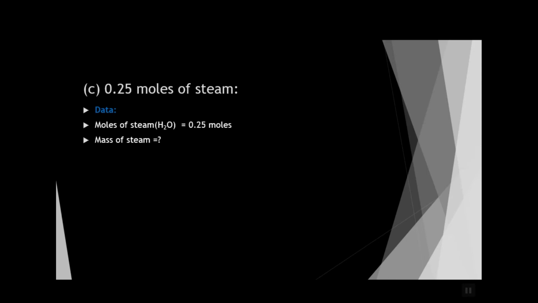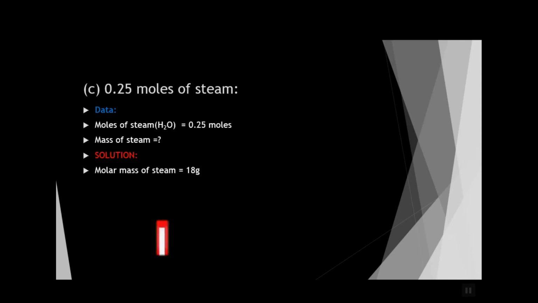So now next, C part, 0.25 moles of steam. And what is the formula of steam? Yes students, what is the formula of steam? Do you know the formula of steam? Yes, formula of steam is H2O, because it is water that is in gaseous state. Now data, moles of steam, that is H2O, is equal to 0.25 moles, and mass of steam we don't know. Now solution, molar mass of steam is 18 gram.